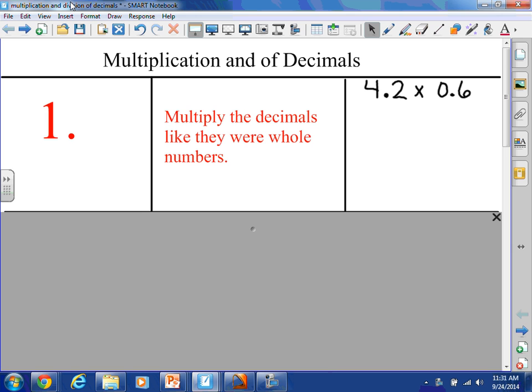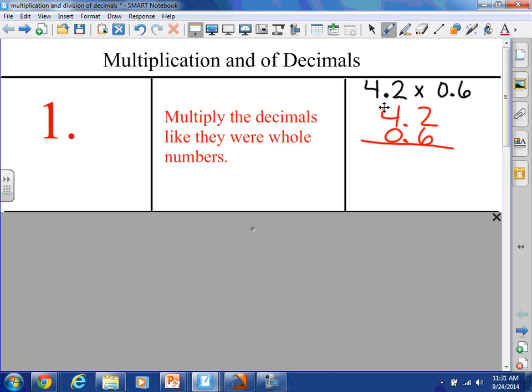I'm going to pretend that this is 42 times 6. Even though it's not 42 times 6, I'm going to pretend that it is. You just multiply like there are no decimals. So when I multiply multi-digit numbers, the bottom number is called the multiplier, and the top number is called the multiplicand. I take the ones digit in the multiplier, and I multiply it into each digit in the multiplicand.